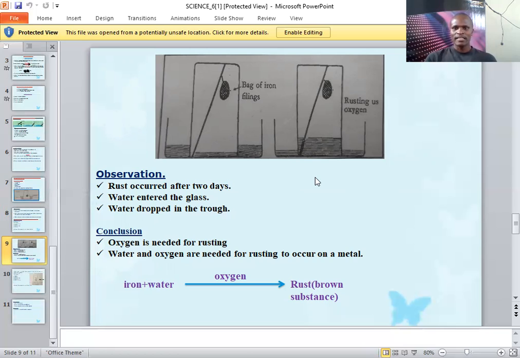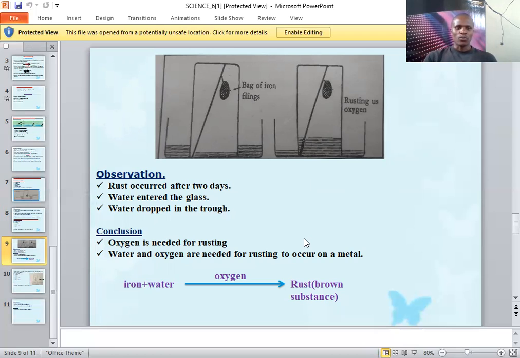So what does that mean? It means that oxygen that was present in the glass was used in rusting, and then the space that was left was occupied by water. And when we come to the conclusion, how do you conclude that experiment? Oxygen is needed or is used for rusting, okay?